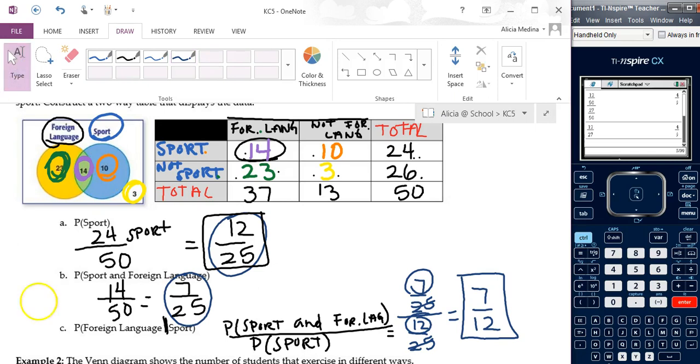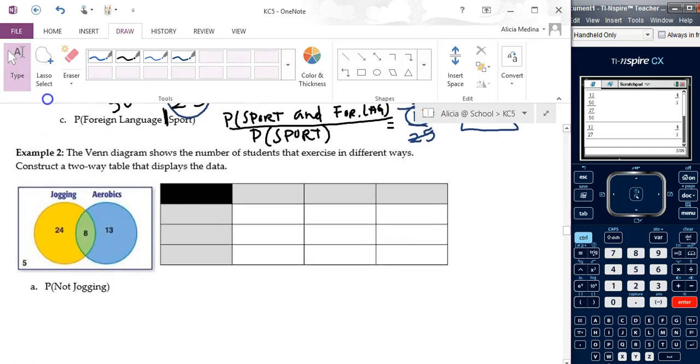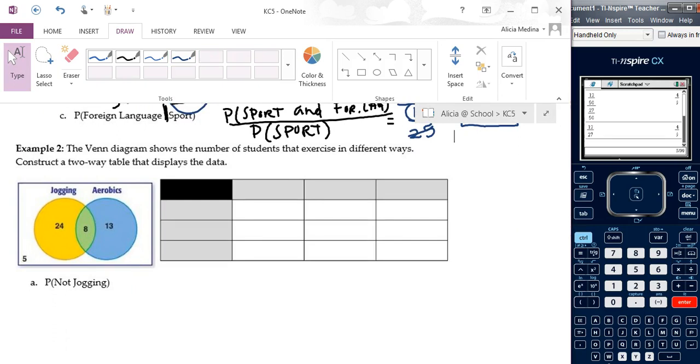Okay, let's look at example number 2. We have another Venn diagram we have to complete. So here we're looking at people that are exercising in different ways. So some people that are jogging and some people that are doing aerobics. So again, you have to keep one total category on one side. So they're either going to be jogging or not. So not jogging. And this is going to be our total.